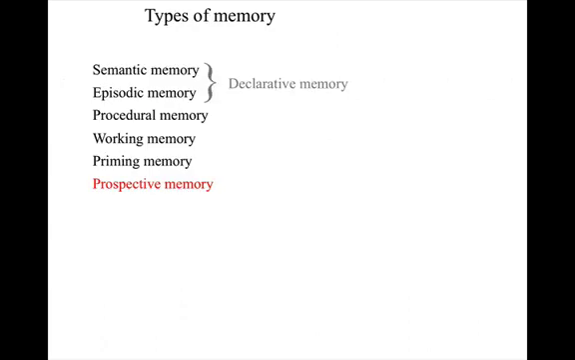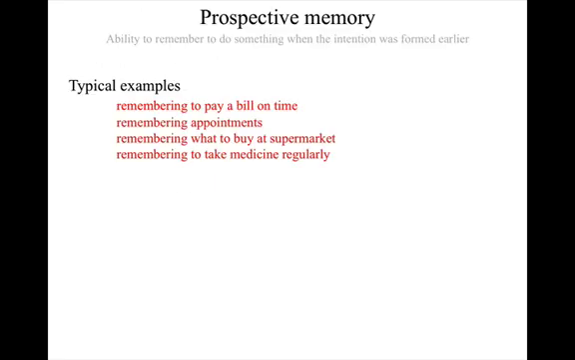Now, there's one other type of memory that's sometimes referred to as the ability to remember the future. It's the way we label the ability to remember to go to appointments, to pay bills on time, and so on. And it's critically important in everyday life.